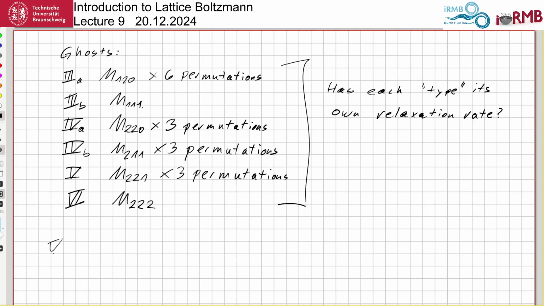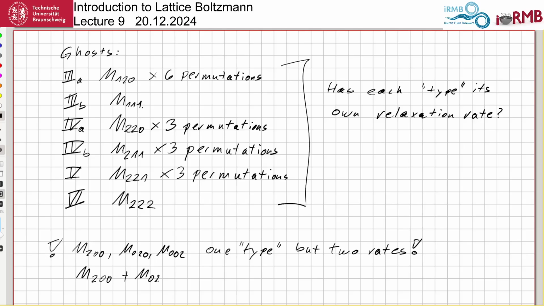And I remind you that in the other moments, for example, M200, M020, and M002, they are all one group or one type, yeah? They are one type of moments, but they come with 2 different rates. So this is because of isotropy. And the thing here is this M200 plus M020 plus M002 is isotropic. And isotropic means it is invariant under rotation of the coordinate system. Okay, we have to look for invariances in rotation.